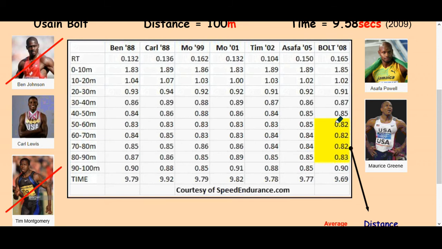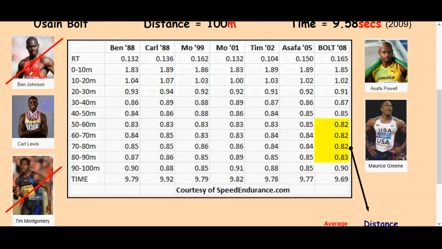But what it does highlight, these are times broken down for every 10 metres. So in the first 10 metres, he did it in 1.85, Asafa Powell 1.89, and so on. But if you look down here, this is a kind of interesting part: this is his fastest point in the race, the quickest he does the 10 metres. He does it in 0.82, faster than anybody else. And he continues that from 50 all the way up to nearly 90 metres. At 90 metres, these guys are all doing the 10 metres in 0.87, 0.86 and 0.85. He's doing it in 0.83. So this is where Usain Bolt wins and beats everybody else, this part of the race here.